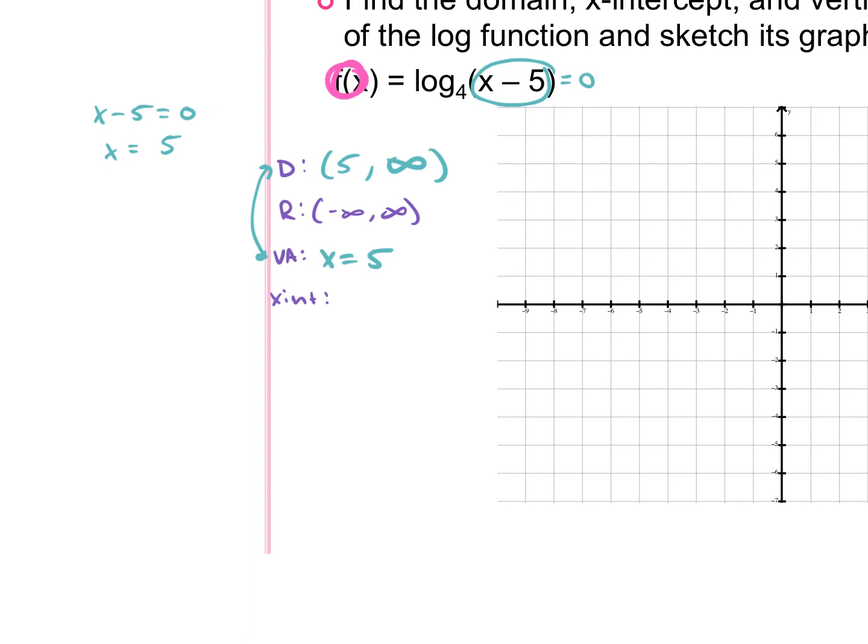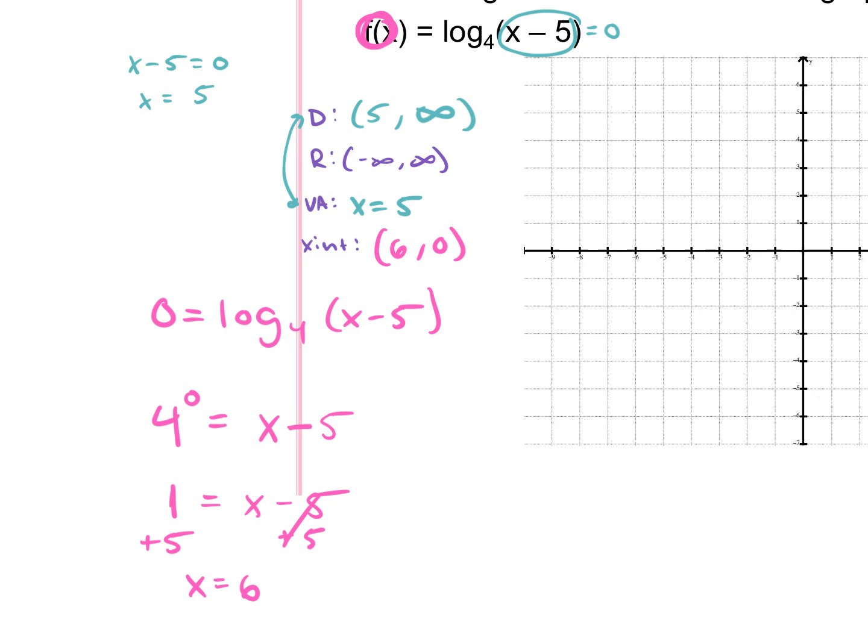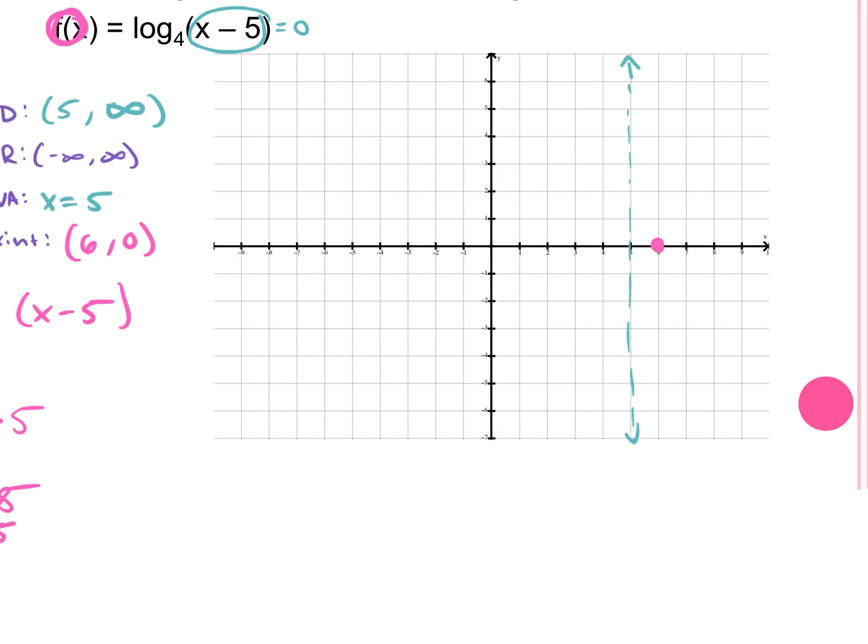Set y to 0, so we're going to make f of x 0. So 0 equals log base 4 of x minus 5. Let's put this into exponential form to solve. So we have 4 to the power of 0 equals x minus 5. What's 4 to the power of 0? 1 equals x minus 5. Add 5 to move it to the other side. x equals 6. So our x-intercept would be 6, 0. So I'm going to go to the right 6, stay at 0, put our point there.